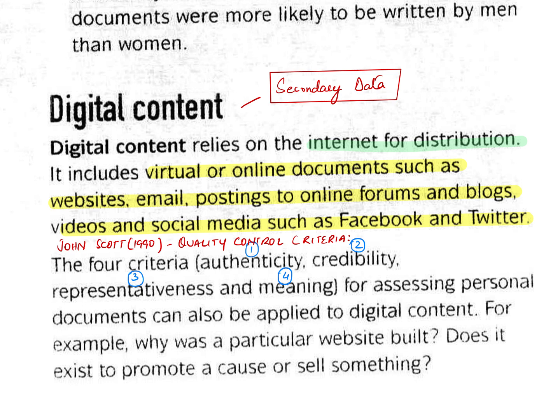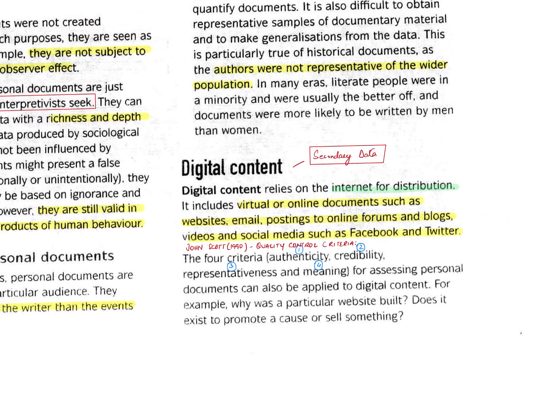Are you as a researcher interpreting the data or the content that you're using as a source in the same manner as it was intended by the author? Now, the four criteria, authenticity, credibility, representativeness and meaning, for assessing personal documents, can also be applied to digital content. For example, why a particular website was built. Does it exist to promote a cause or to sell something? What is the theme? What's the ideology? Get it?